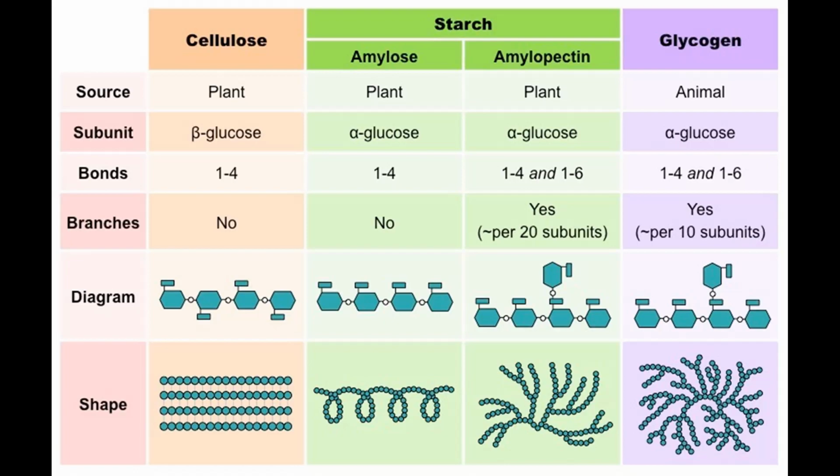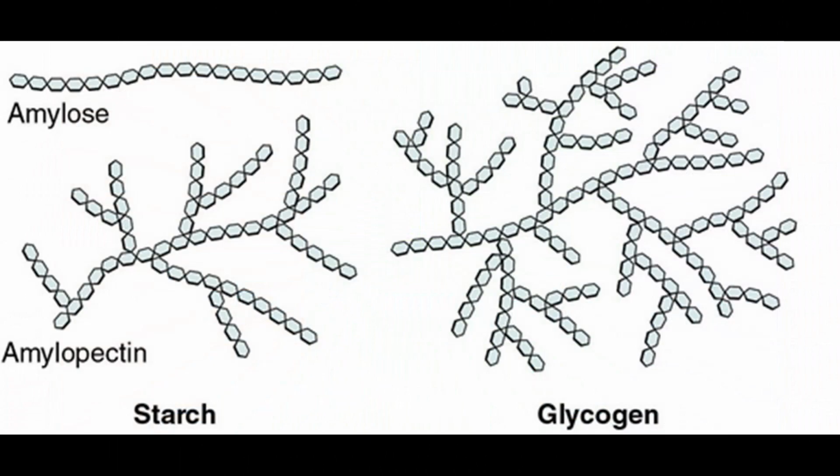They also have branches which make it easier for hydrolysis as there are more ends for enzymes to attach. This allows them to be broken down quickly. There are 1 to 6 glycosidic bonds at the branches. Glycogen is the animal storage molecule and so has more branches for faster hydrolysis.